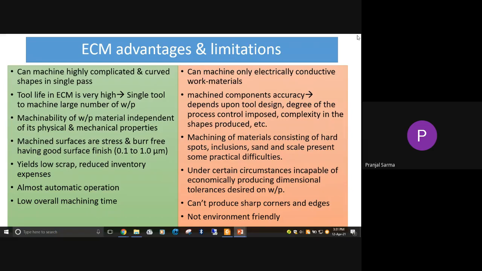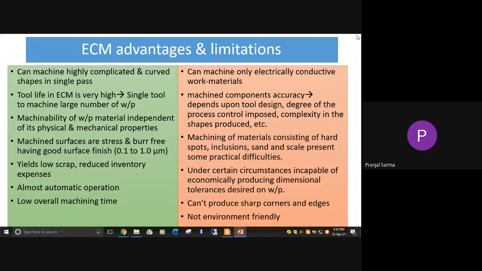Generally, the machined surfaces are stress and burr free, and we generally get a very good surface finish. Since anodic dissolution is happening atom by atom, we get very good resolution. And generally scrap is nil, so it reduces the inventory expense. It's also an automatic operation, as you will see later on. And the overall machining time, if we discuss it, is generally slow.